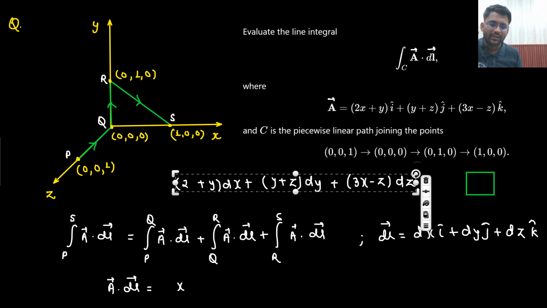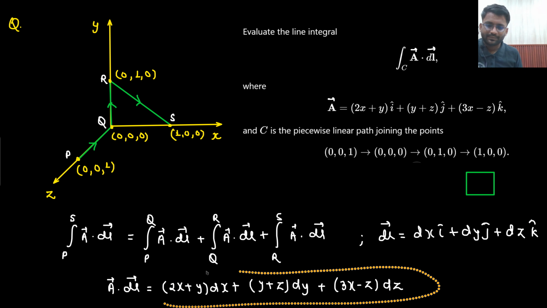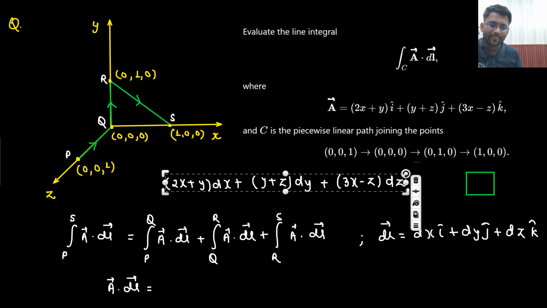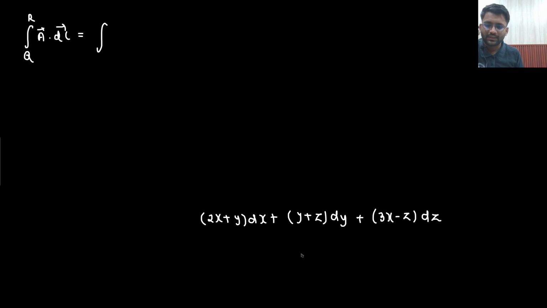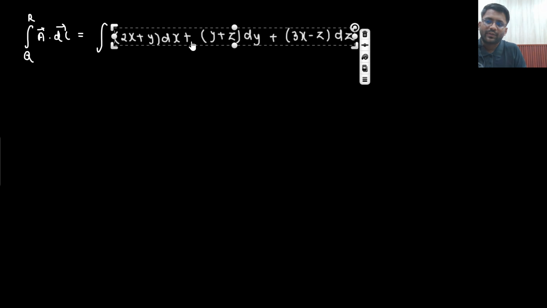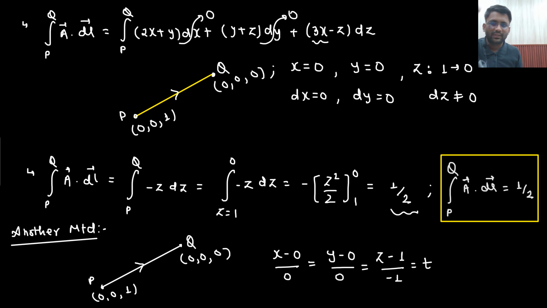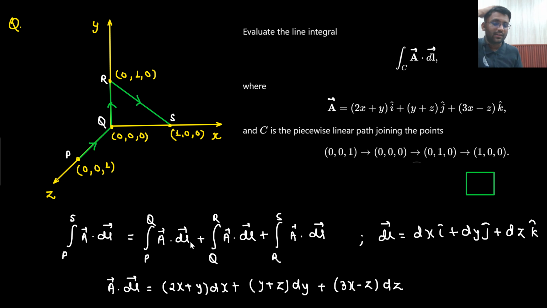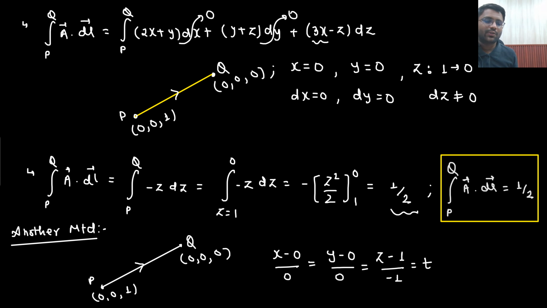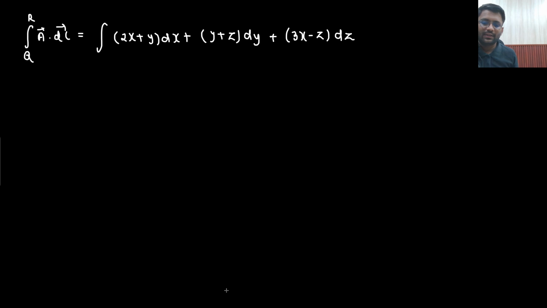What is the value of A dot dl? The value of A dot dl is something that we already have. This is what we are supposed to calculate, and this time we need to move from Q to R. Now when you are moving from Q to R, what is your Q to R? Let's draw the line. So Q to R is somewhat like this.